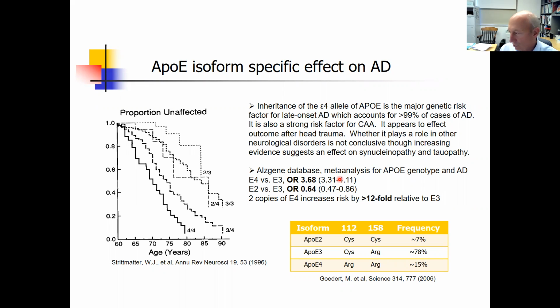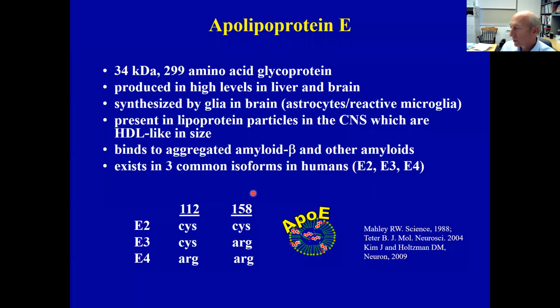And those are due to sequence variation only at two sites, 112 and 158, where the amino acids are simply changed by a cysteine or an arginine between the three forms. And if you have one copy of E4 versus two copies of E3, you have about a 3.7-fold increased risk to develop the disease as a whole across many populations. This is different in some populations than others. And if you have two copies of E4, your increased risk is about 12-fold relative to E33. And E2 decreases risk by about 40% relative to somebody who's E33. So this is a huge, huge risk factor.